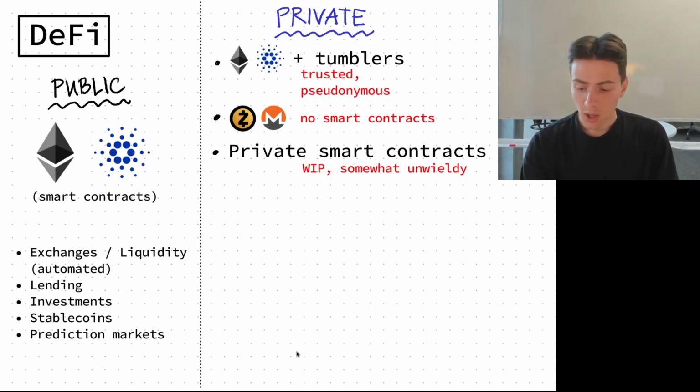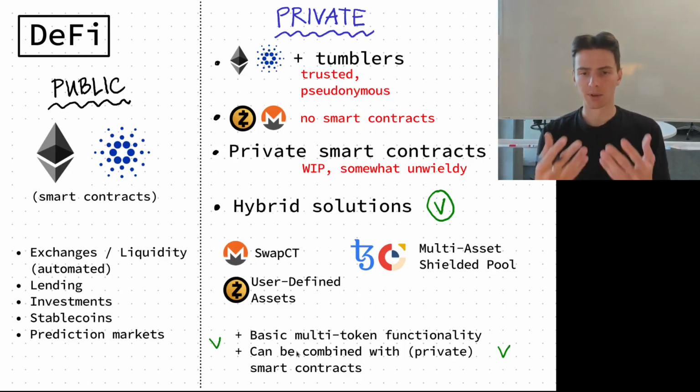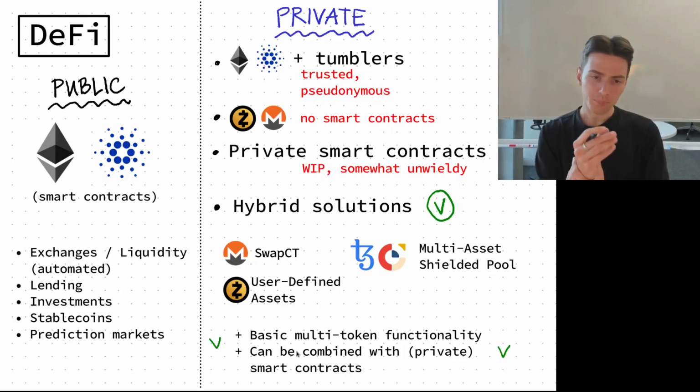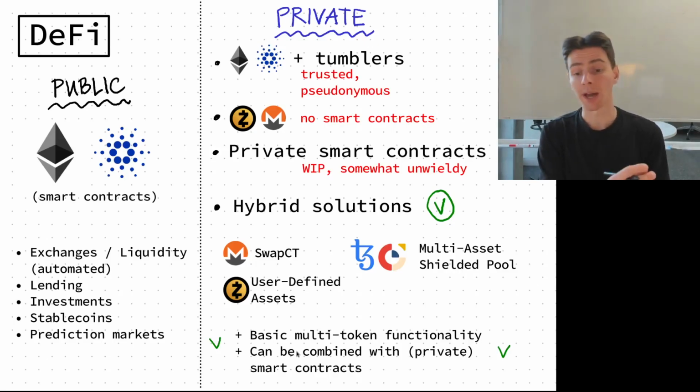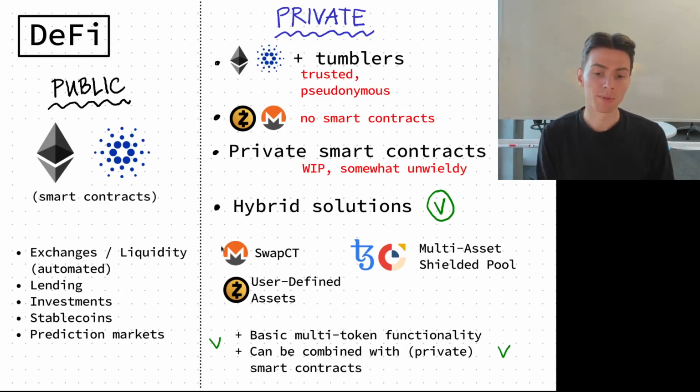So what we're trying to attack here is this area of hybrid solutions, where we have private cryptocurrencies, but we add very basic multi-token functionality to them. Examples of those are SwapCT, a paper by our co-author Felix Engelmann, presented at PETS 21, which essentially adds swaps into Monero.